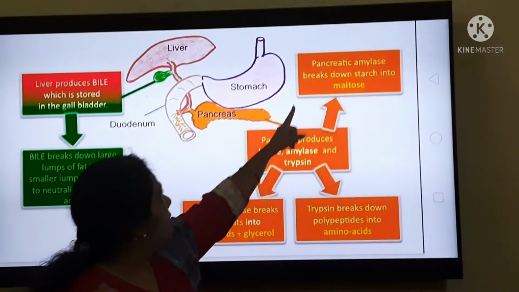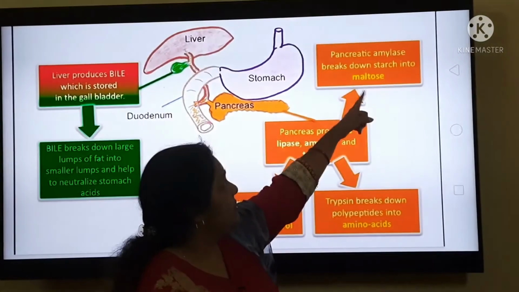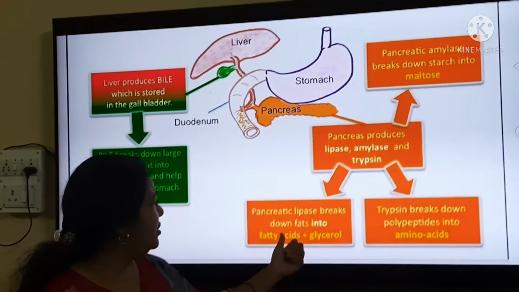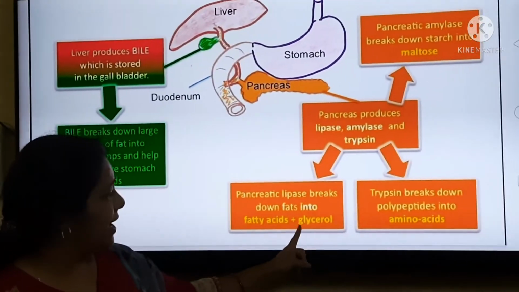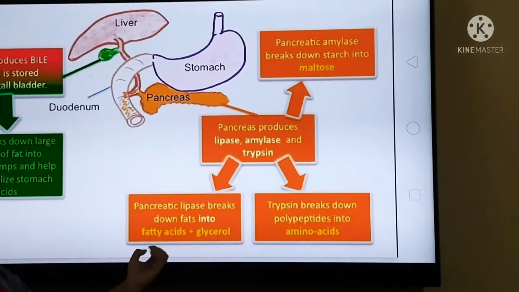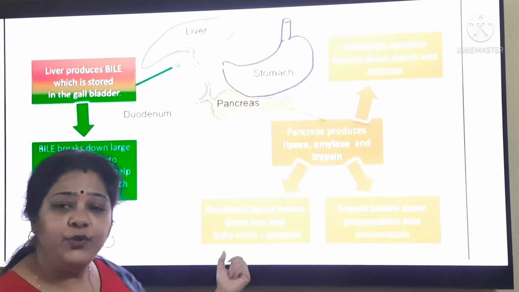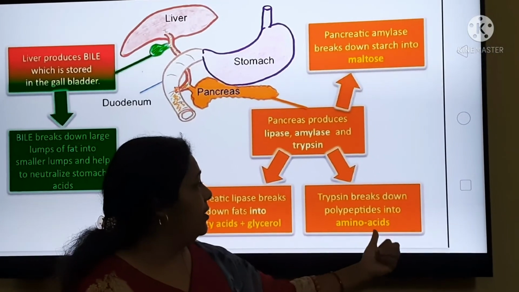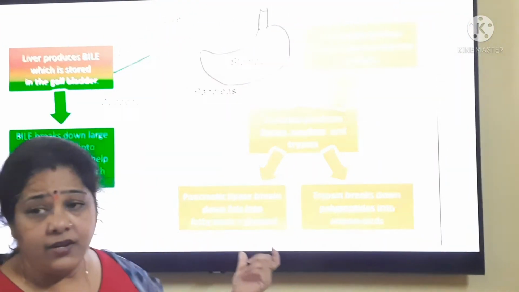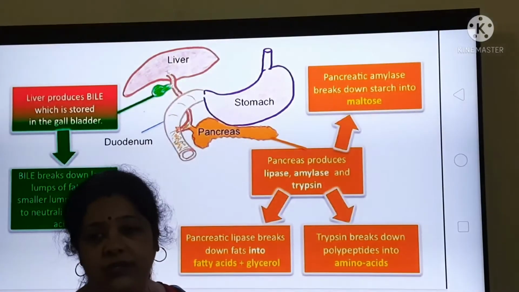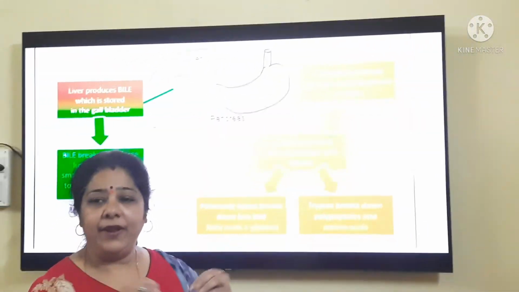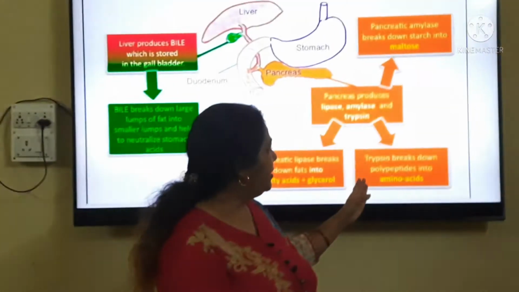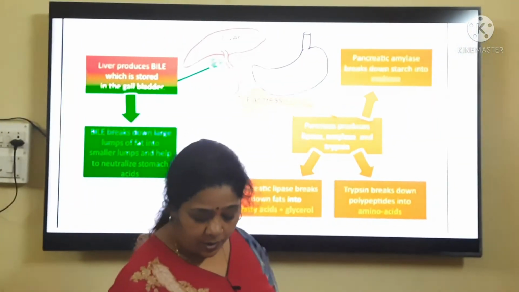Pancreatic amylase breaks down starch into maltose, and pancreatic lipase breaks down fats into fatty acids and glycerol. These are now the forms which can be absorbed in our body. Trypsin breaks down polypeptides into amino acids. That fragment's technical term is polypeptides. Poly means many, so many peptide bonds are there, uniting. So it is a complex structure, and it is breaking down into the simpler one.